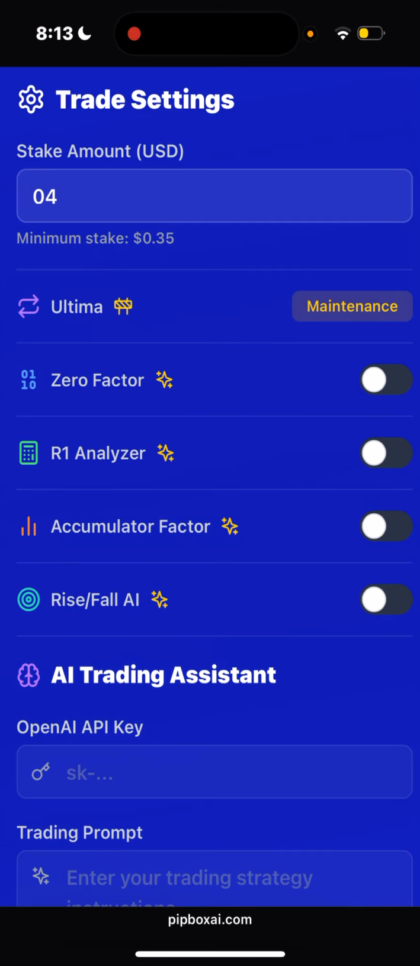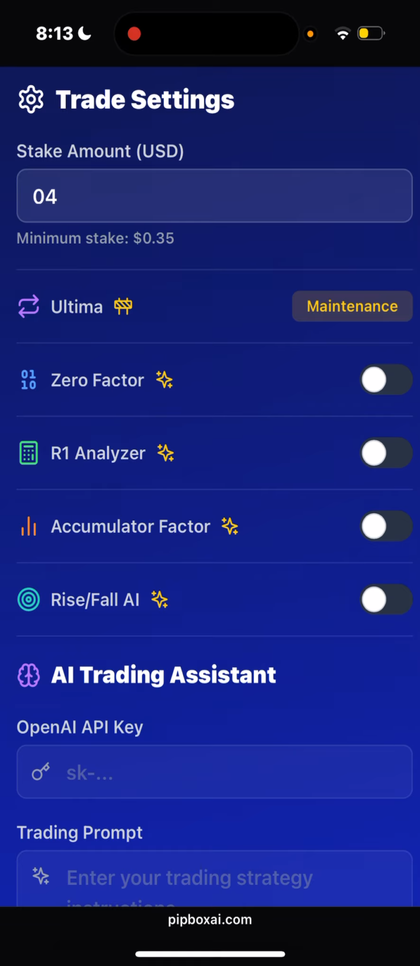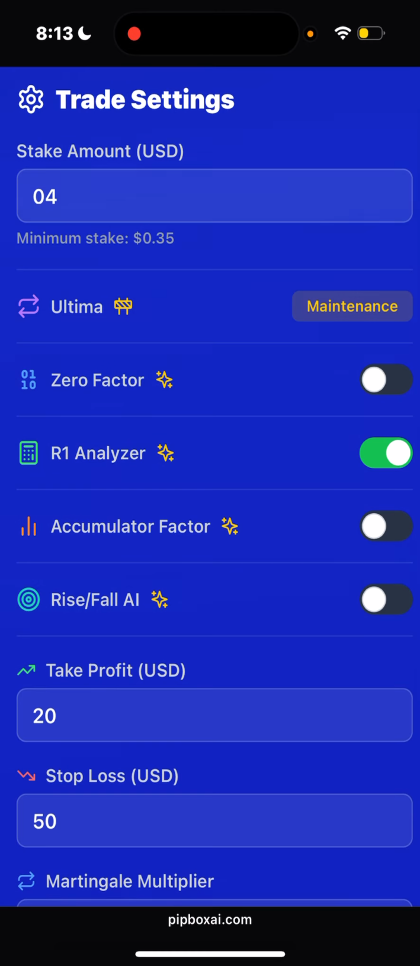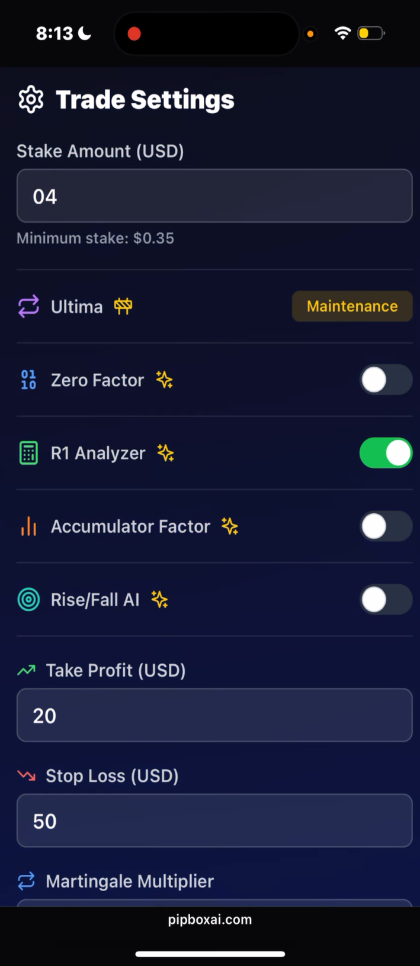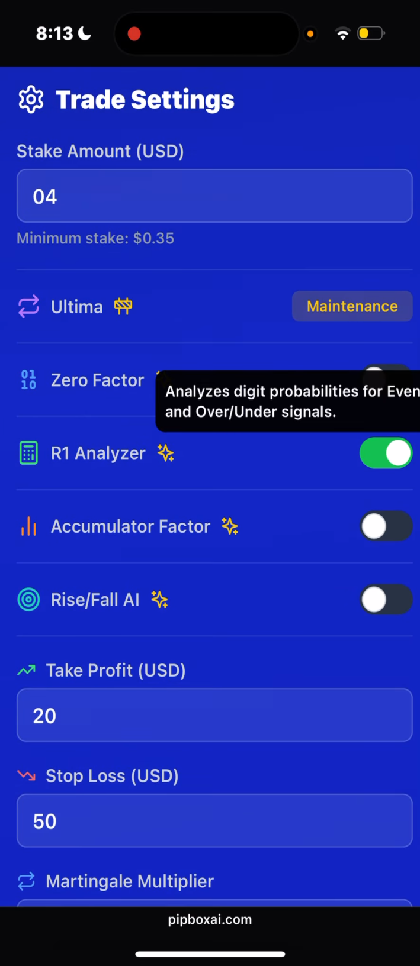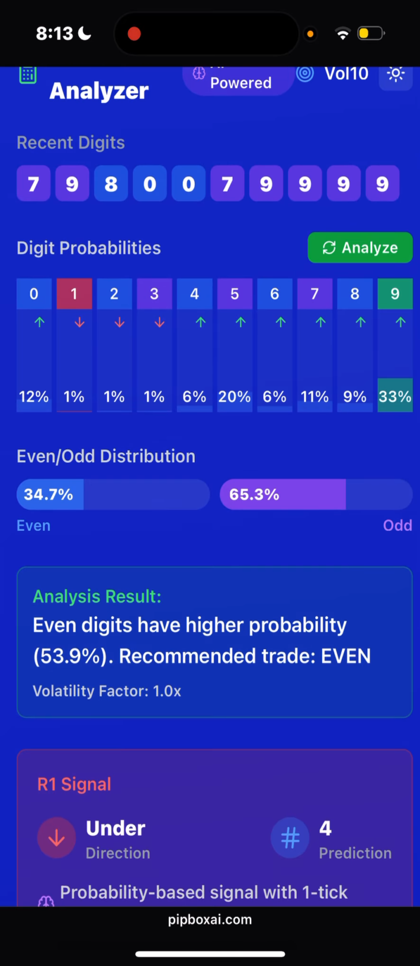One thing I always recommend before you start trading on any index or any automated trading strategy, even when you want to trade manually, is to turn on the R1 analyzer, because it is what we're going to use to check the volatility factor of our index. You can also click on the stars here to see how the R1 analyzer works. Scroll down to the bottom and see the R1 analyzer window.